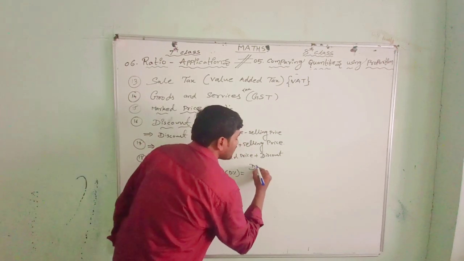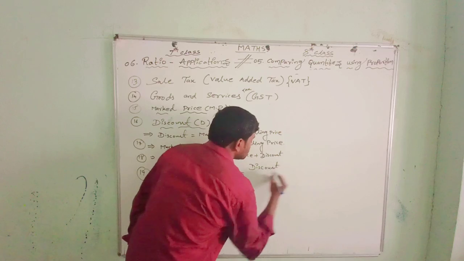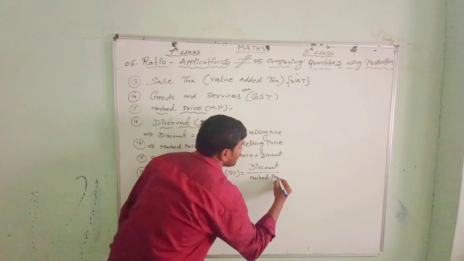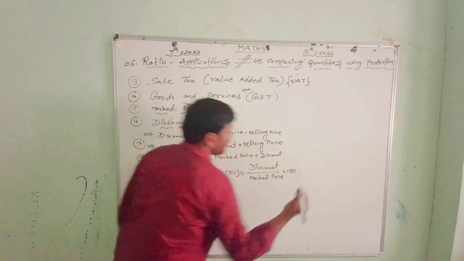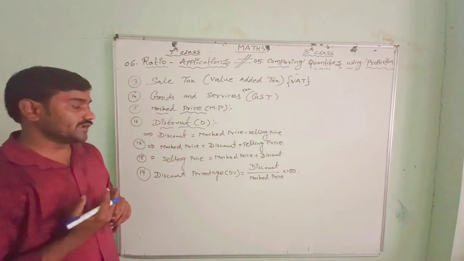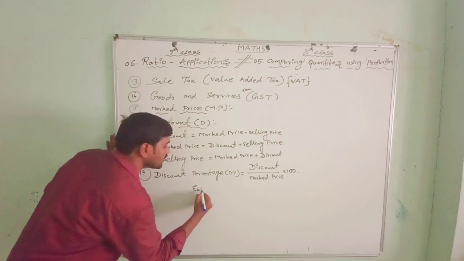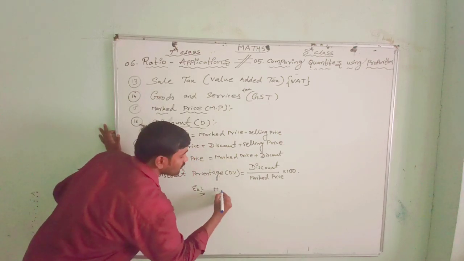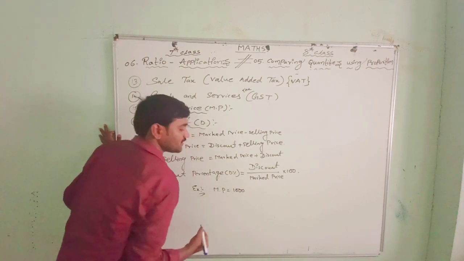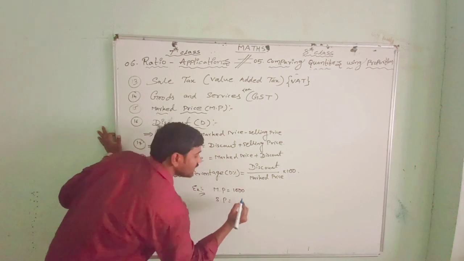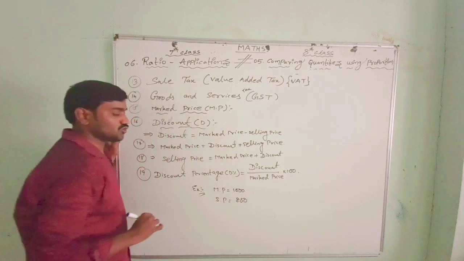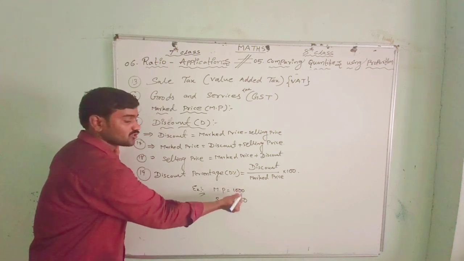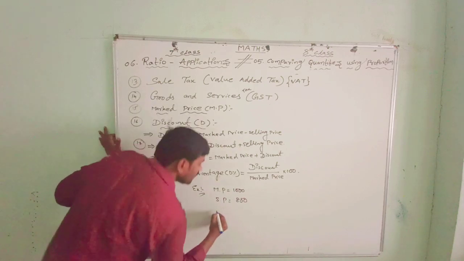So the discount percentage formula is discount by market price into 100. Let us do one problem to understand clearly. Suppose the market price of an article is 1000 rupees, and he sold it for only 800 rupees. Then how much discount did you get? It was 1000 rupees, but you bought for 800. That means you got some discount.